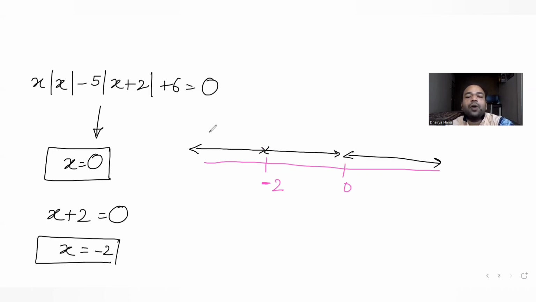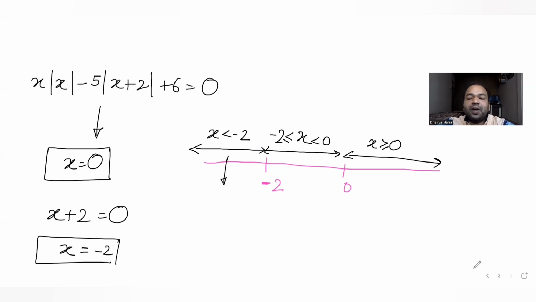One region you have here is x less than -2. The other region is x greater than or equal to -2 and less than 0. The third region is x greater than or equal to 0. So let's just analyze this idea.